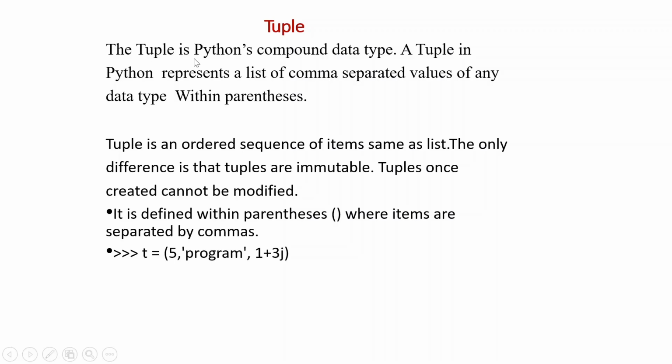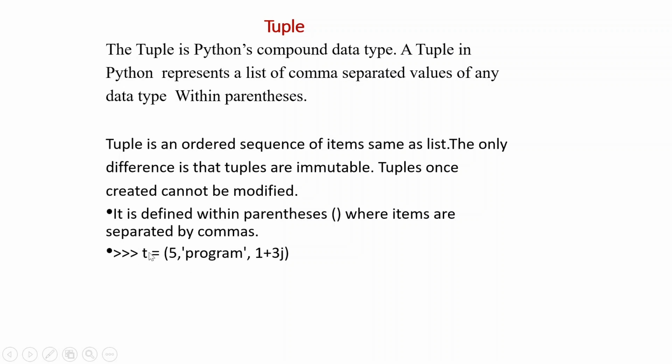Now the tuple. Tuple is a Python compound data type. A tuple in Python represents a list of comma separated values of any data type within parentheses, that is round brackets. So a tuple is an ordered sequence of items same as a list, but the only difference is that the tuple is immutable, meaning it cannot be altered. We cannot change the values of the tuple. It is defined within parentheses, round brackets, where atoms are separated by commas. So data can be of any data type.